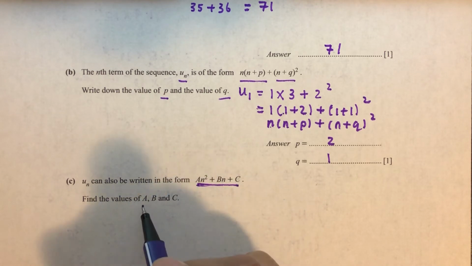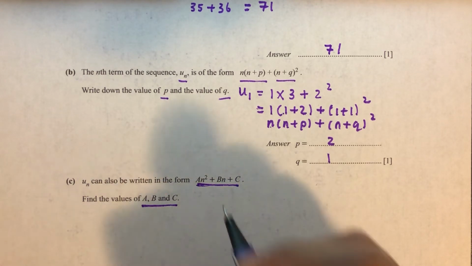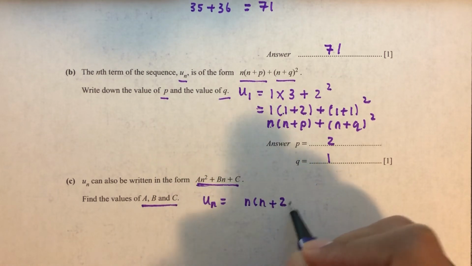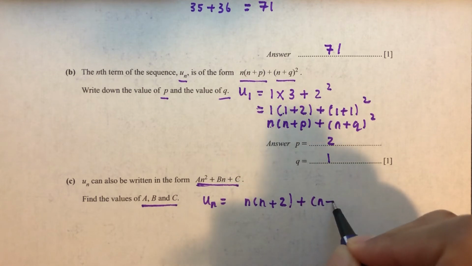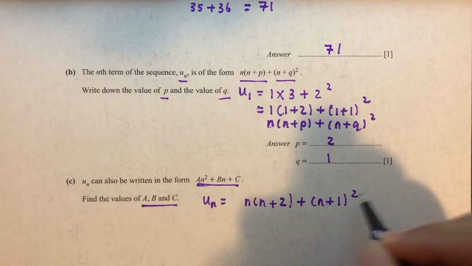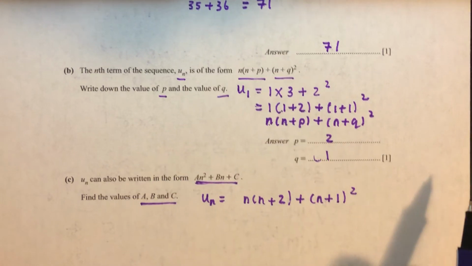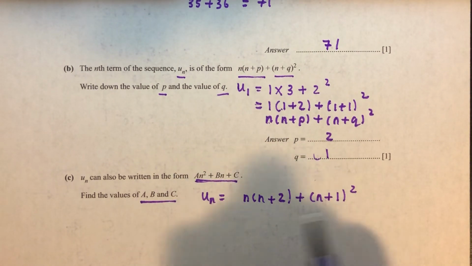So we have to find the values of A, B, and C. So we know that u_n is equal to n times (n + p), which is (n + 2)(n + q), which is 1 square. So we place the values we find here in the equation above. And now we have to just expand and simplify.